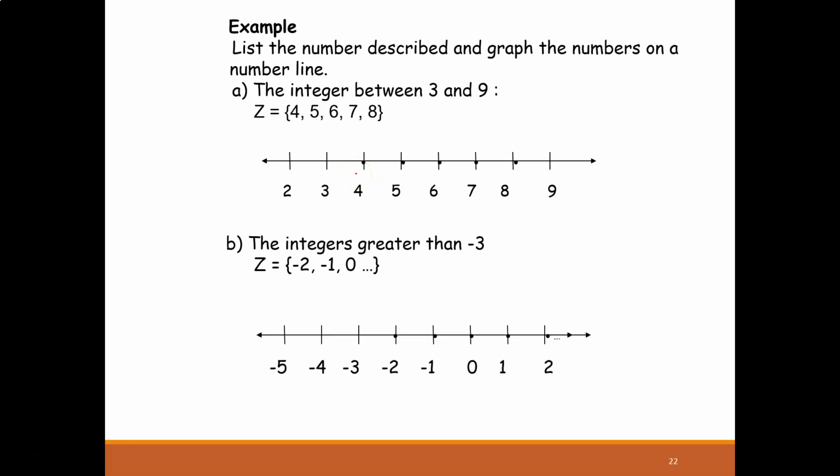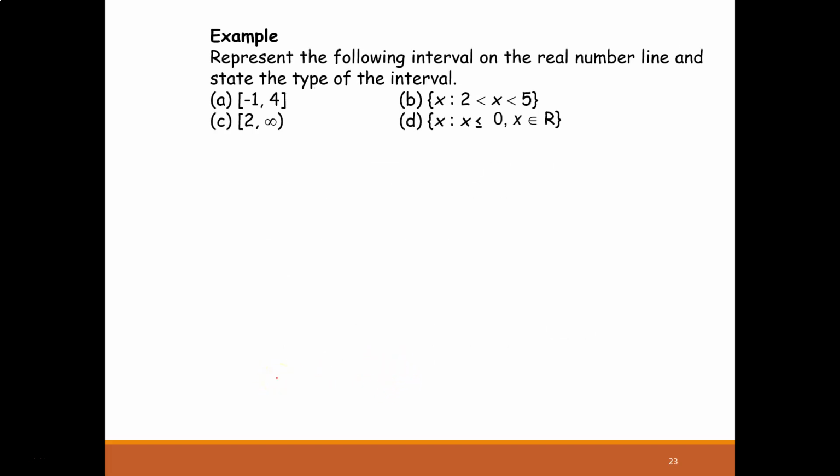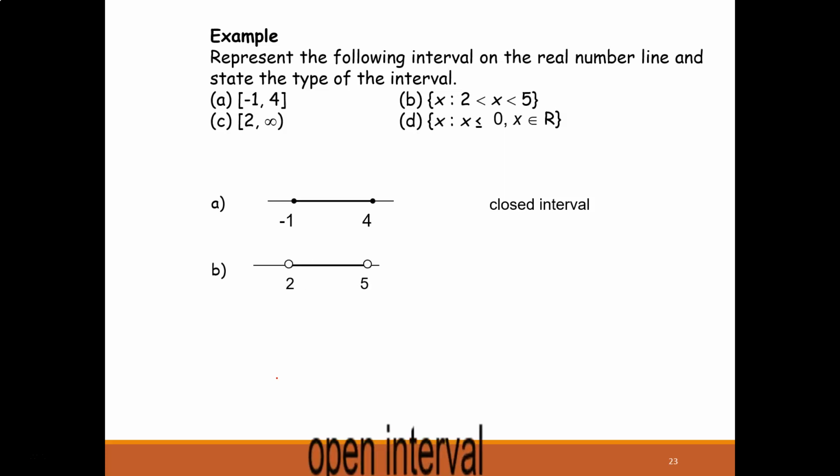Integers greater than negative 3. So it is lebih besar daripada negative 3. For negative numbers, the smaller the number, dia lagi besar, the greater it is. Okay, tengok dekat sini. Yang ni negative 5. This one is negative 2. So this one lagi besar daripada yang ini. So don't get bored yet. We still have lots of examples.